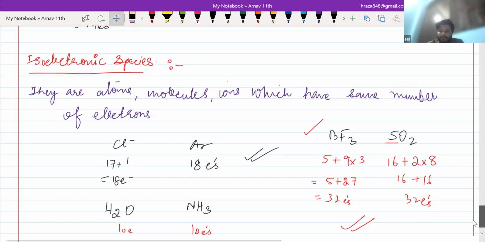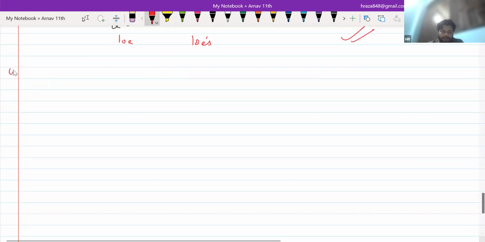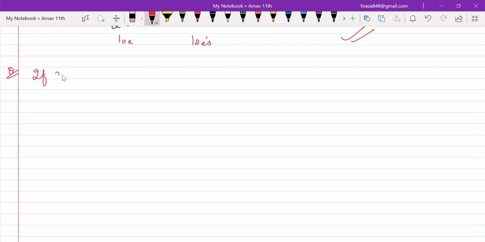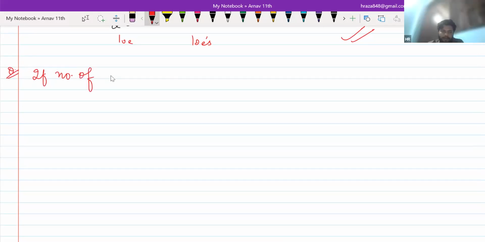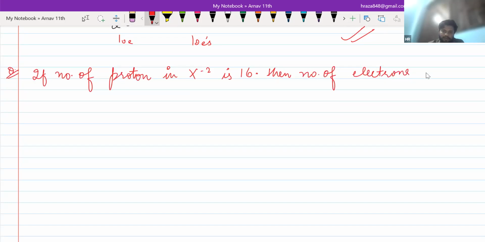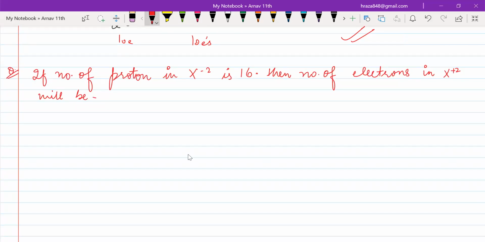Now I have another question. If the number of protons in X minus 2 is 16, then the number of electrons in X plus 2 will be, tell me the answer.